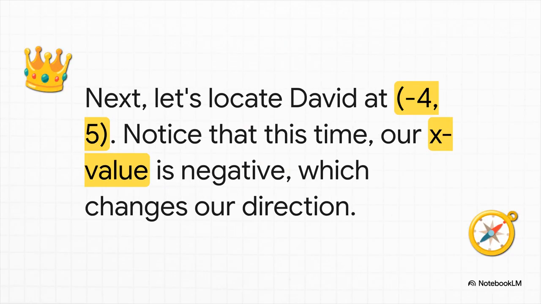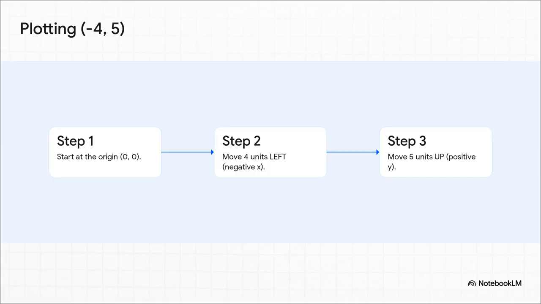All right, time for our next trek. This time, we're on the hunt for David, and his coordinates are -4, 5. Now pay attention here. Our first number, the x value, is negative. That's going to change things. So back to our starting point at the origin. The first number is -4. That negative sign is our signal to go left this time, 4 units over.